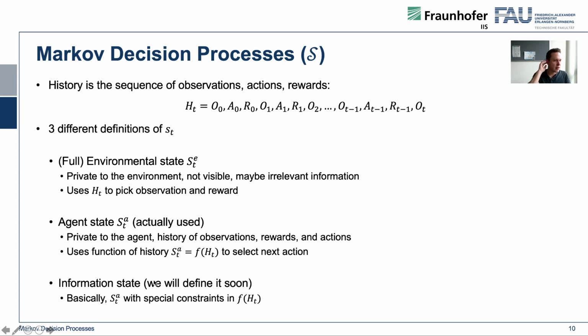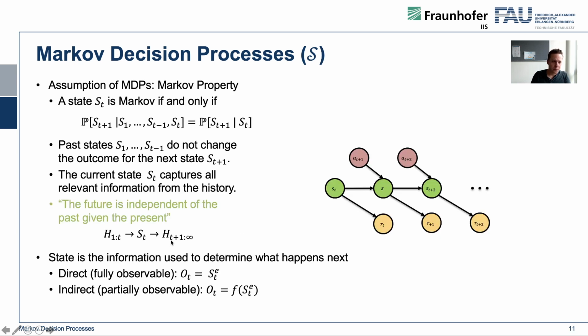But actually, this is not really practical in practice, because it tends to be very huge. So what we actually want to use in practice is the information state, which we will define on the next slide, which is basically the same as the agent state. So actually what the agent can observe from the environment with some special constraints on it. So it's like a function with constraints on it, which we will define on the next slide.